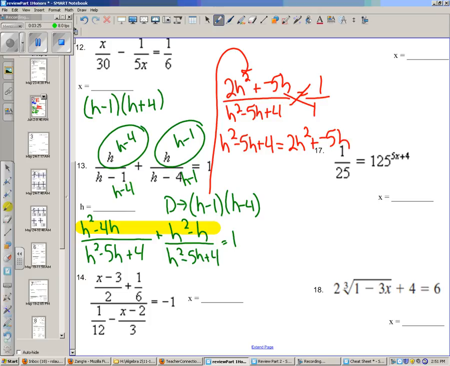Since I have more than one type of h, I'm going to bring everything to one side. But what I do notice first is that they both have a negative 5h, so I'm going to cancel those out. Now I'm going to bring the h squared and the 4 to the other side. And so when I do that, I just end up with h squared minus 4, factor it. And so my two answers are 2 and negative 2.